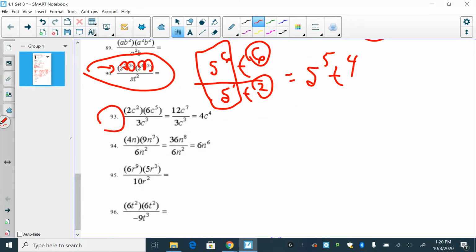So let's just look at 93, how he did it. So he did 2 times 6, there's my 12. And then 2 plus 5 is my 7. I rewrite that. And then I'm going to do the 12 divided by 3, which is my 4. And then 7 minus 3, there's my exponent of 4. And that's how you do these.